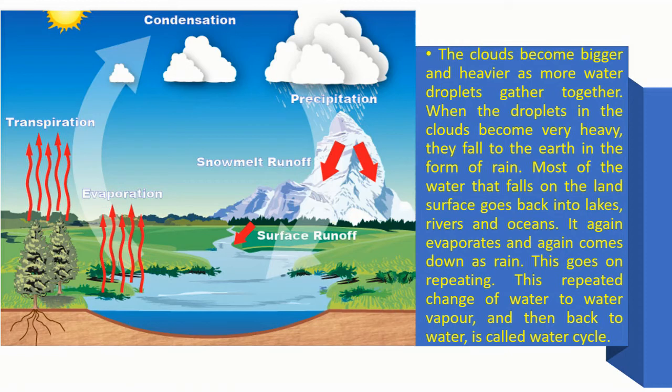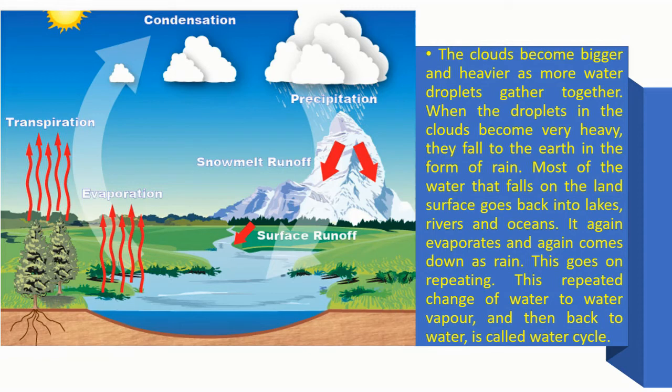Now, most of the water that falls on the land surface goes back into the lake. Whatever water is falling onto the earth falls on the ground and flows into the rivers and flows into the lakes and ocean. And again, it is collected into the water body. Again, it is evaporating and again comes down. Again, condensation takes place. Clouds are formed. Clouds become very heavy and again the rain takes place. This goes on repeating.